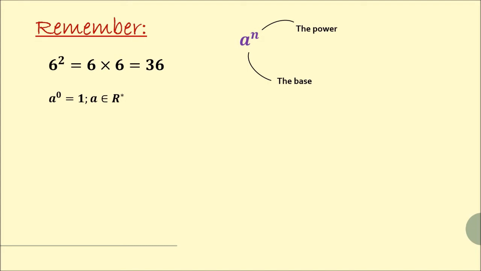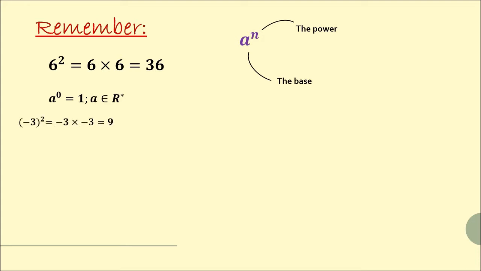Any number to the power 0 equals 1, except 0. If I write 0 to the power 0, it is undefined. So any number except 0 to the power 0 equals 1.